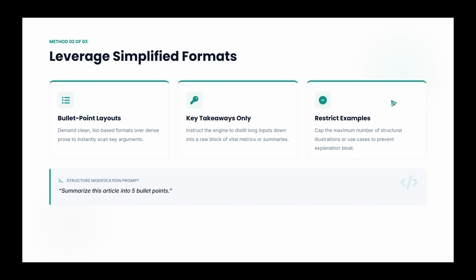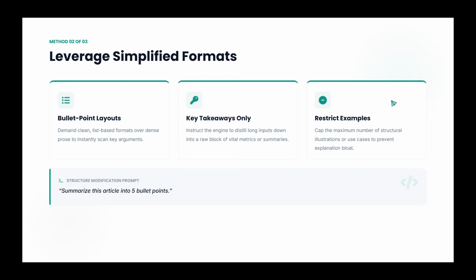Another effective method is to request simplified formats. If paragraphs feel too long, ask for bullet points instead. You can also ask for key takeaways only, which encourages ChatGPT to focus on the most important information and leave out extra explanation. It also helps to limit the number of examples or supporting details. For instance, you could say, "Summarize this article into 5 bullet points." That tells ChatGPT not only to shorten the content, but also to organize it in a compact and easy-to-scan way.